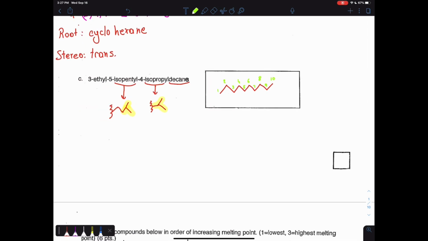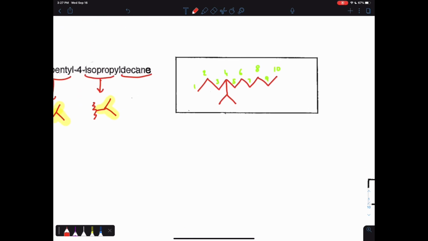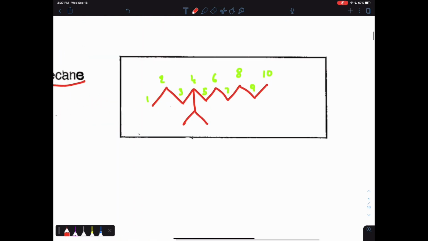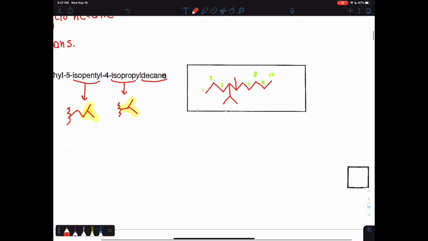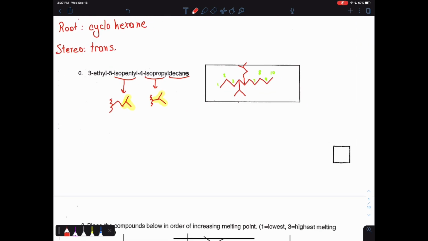Now on carbon number 4 we have an isopropyl. On carbon number 5 we have an isopentyl. I'm gonna erase the numbers because it's gonna be hard to draw. We have an isopentyl. So 1, 2, 3, and then a Y. And then on carbon number 3 we'll have an ethyl.